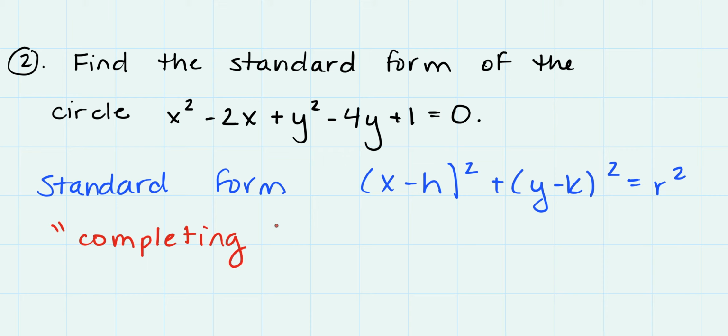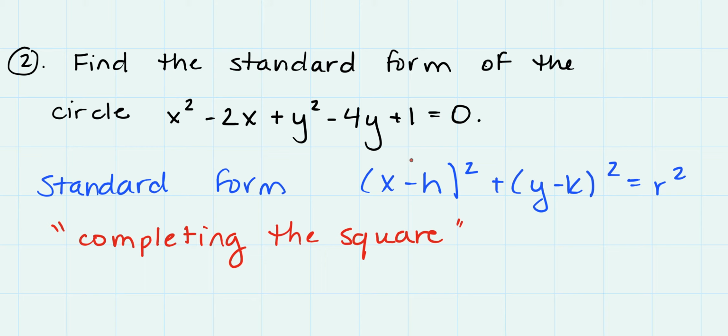I'm going to show you how to complete the square. And why it's called completing the square is because you want to get this parentheses, you see this? It's being squared. So you're trying to get it in this form. And the same thing with this parentheses here. You want to get x minus a number squared and y minus a number squared.